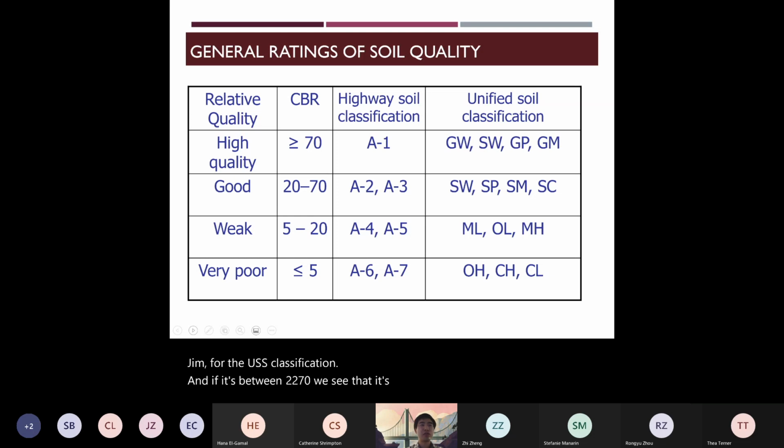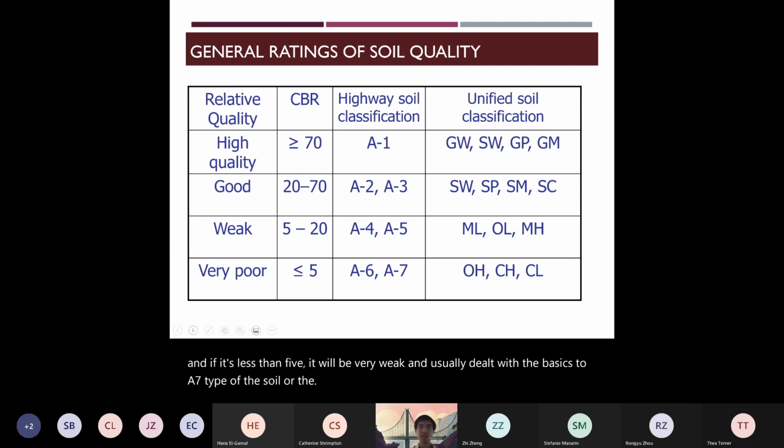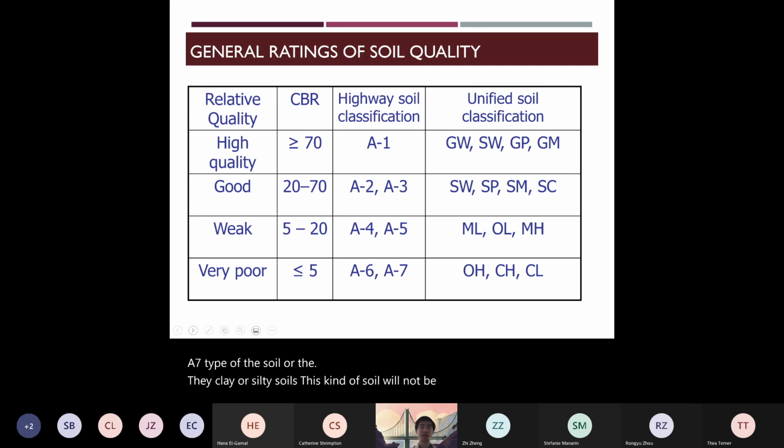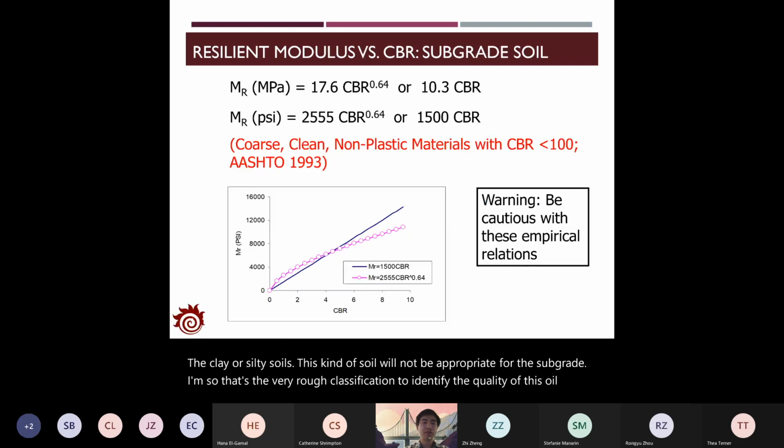If it's between 5 to 20, it's weak. And if it's less than 5, it will be very weak. And usually that will be the A6 to A7 type of the soil, or the clay or silty soils. This kind of soil will not be appropriate for the subgrade. So that's the very rough classification to identify the quality of the soil based on the CBR values.